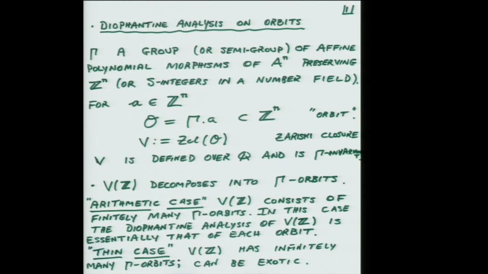The thin case is where there are infinitely many orbits, and then you could imagine that each orbit is tiny and not telling me much about the integer solutions. But there will be cases where this still will be decisive, and that's kind of interesting. So that's the general setting. I have these morphisms. It looks like dynamics, but the most important thing about these morphisms is they're invertible on affine space, and they preserve integers or S integers in a number field.